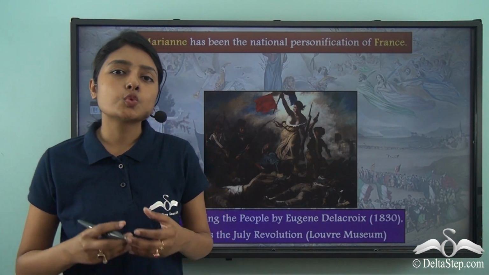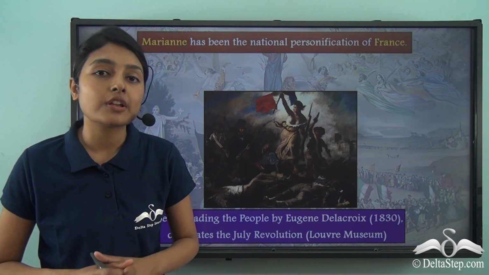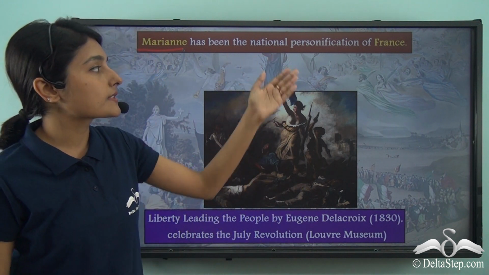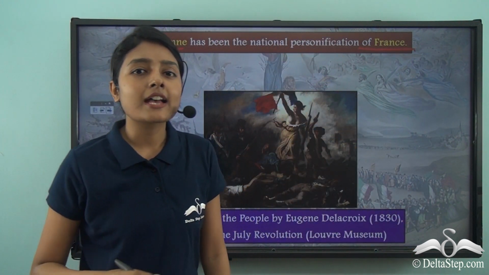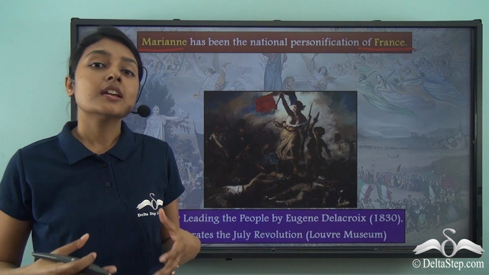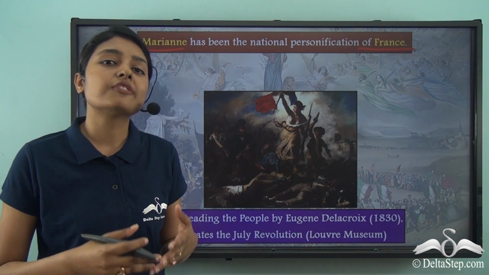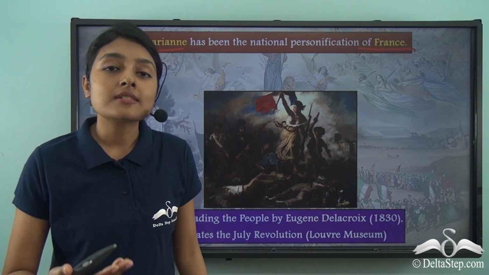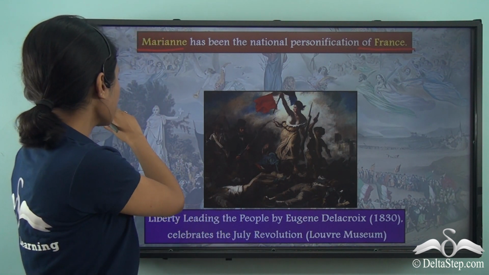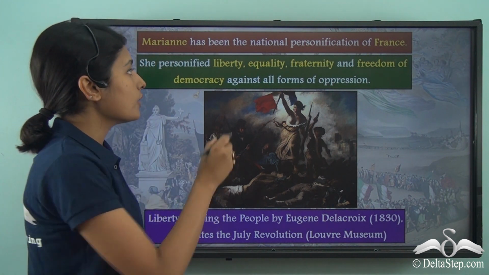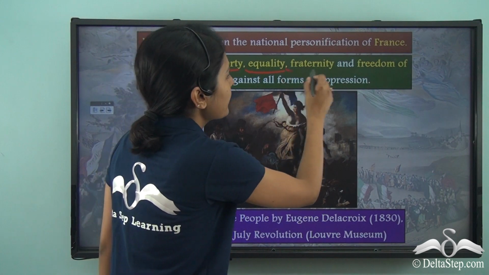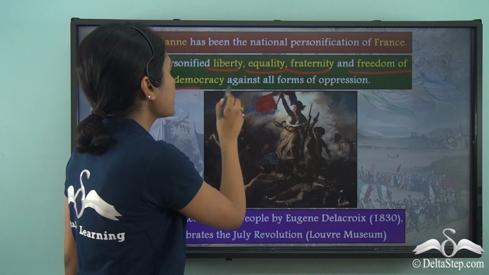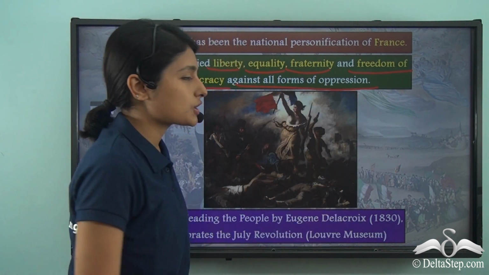Over the years, this one female figure who stood for the French Revolution was christened as Marianne. Marianne has been the national personification of France, and she has been given different representations, different forms by various painters, by various artists. But one thing that has unified all these presentations of Marianne is that Marianne stood for the ideas of liberty, equality and fraternity. She also embodied the idea of freedom of democracy against all forms of oppression.